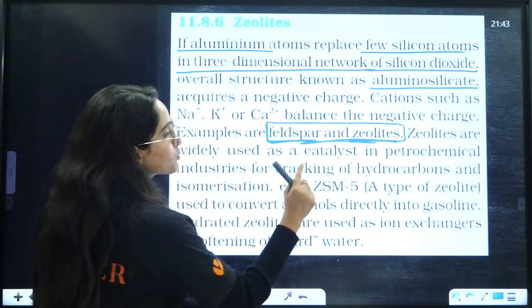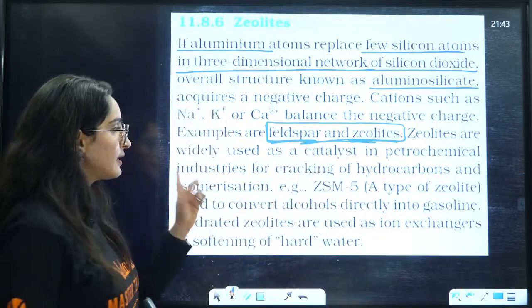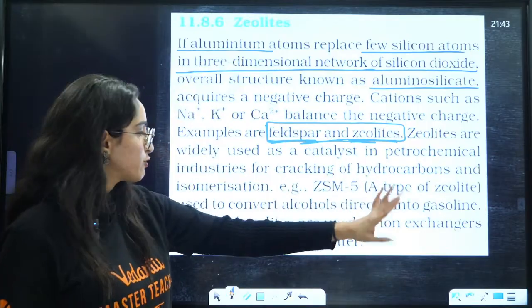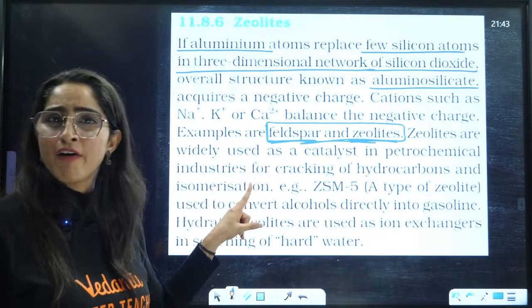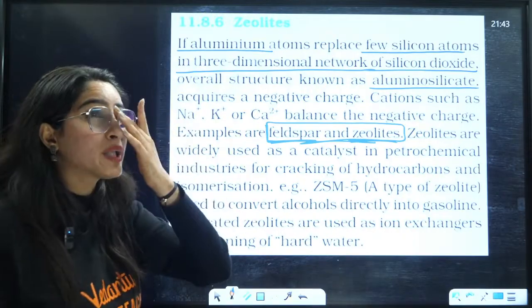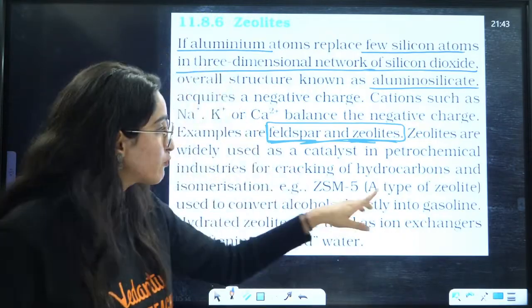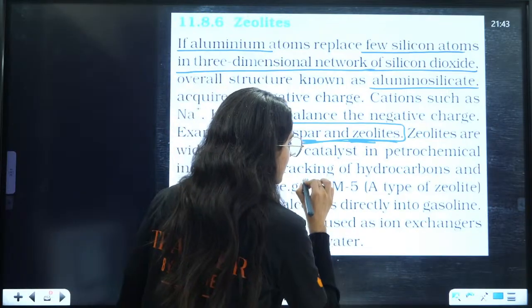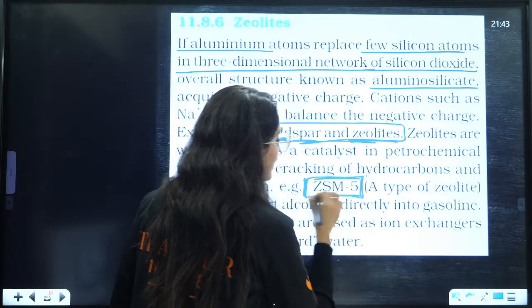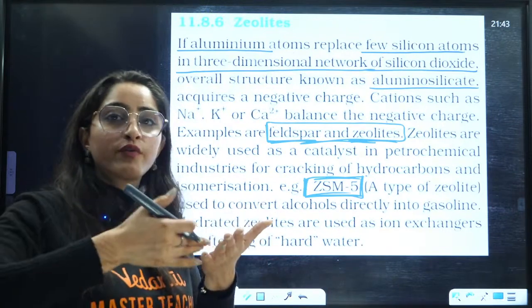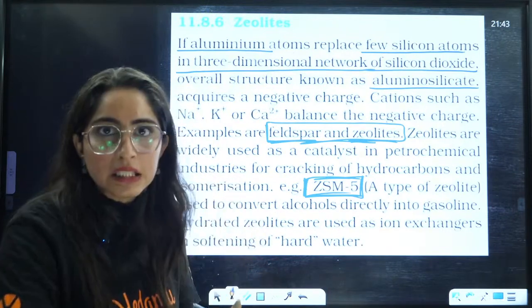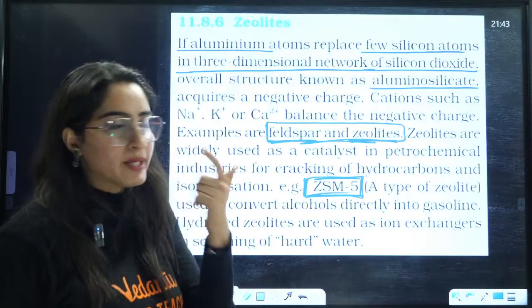Zeolites are widely used as catalysts in petrochemical industries for cracking of hydrocarbons and isomerization. If you remember, when we were doing isomerization reactions, when we were converting one isomer to another, I told you that zeolite will be used here.